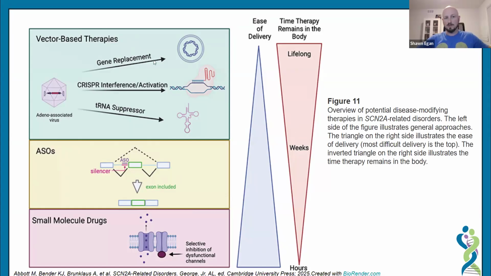And then vector-based gene therapies or gene editing, with each of the modalities that we talked about: gene replacement, CRISPR, and then tRNA suppression. The ease of delivery is harder, delivering a big payload of virus either intrathecally or IV, depending on the virus, or sometimes they even have to deliver directly to the brain. So a much harder means of delivery, but these remain in your body lifelong because the changes are permanent.